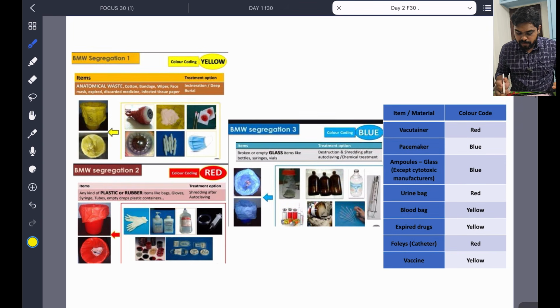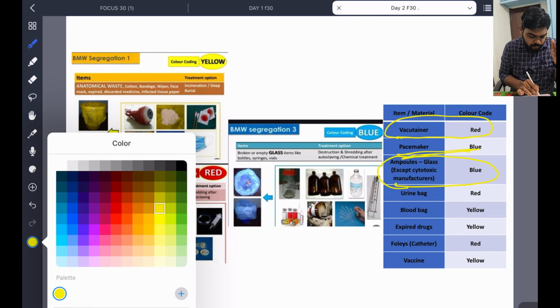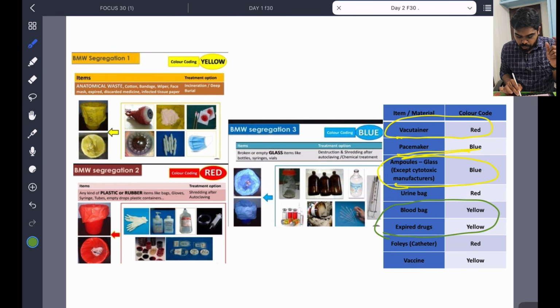Vacutainers go to red, all vacutainers, including if there is a sample specimen in there. Pacemakers go to blue. Ampules, those are glass, except the cytotoxic manufacturer, go to blue. In the glass, blue. Now urine bag and blood bag. Blood bag goes to yellow, infectious material. Urine bag goes to red, so it is recyclable.